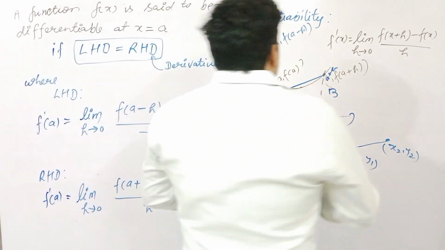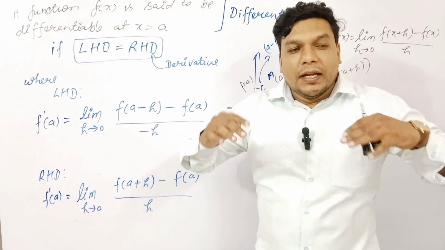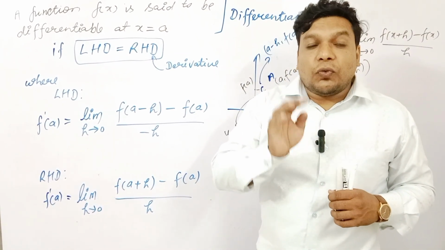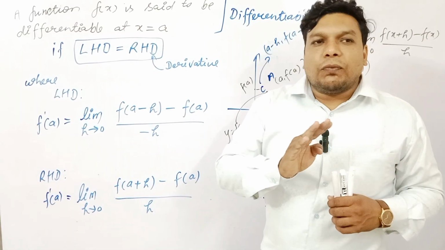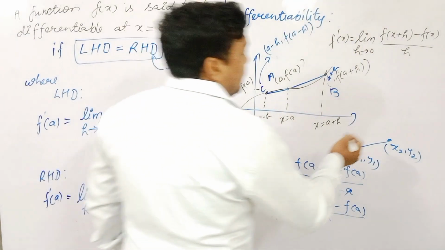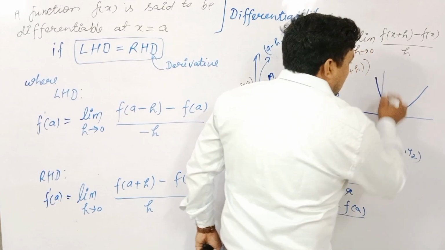Now, a very important thing. If the slope of the tangent from both sides, from the right side and the left side, is approaching the same value, then the derivative exists. If it is approaching different values, then we say the function is not differentiable. Just take an example. We have a very important trick for objective questions. Suppose we have a function like this.